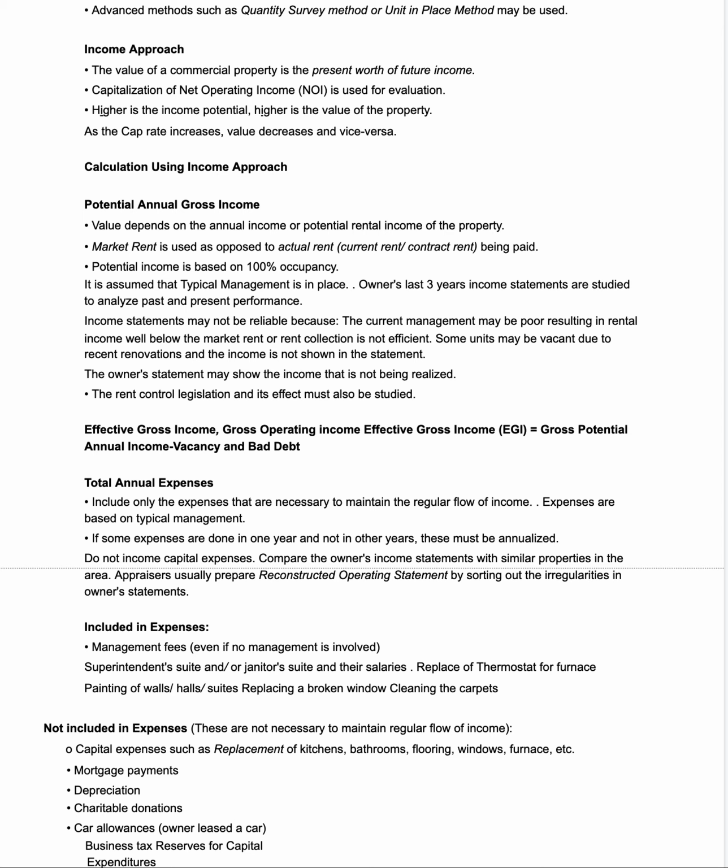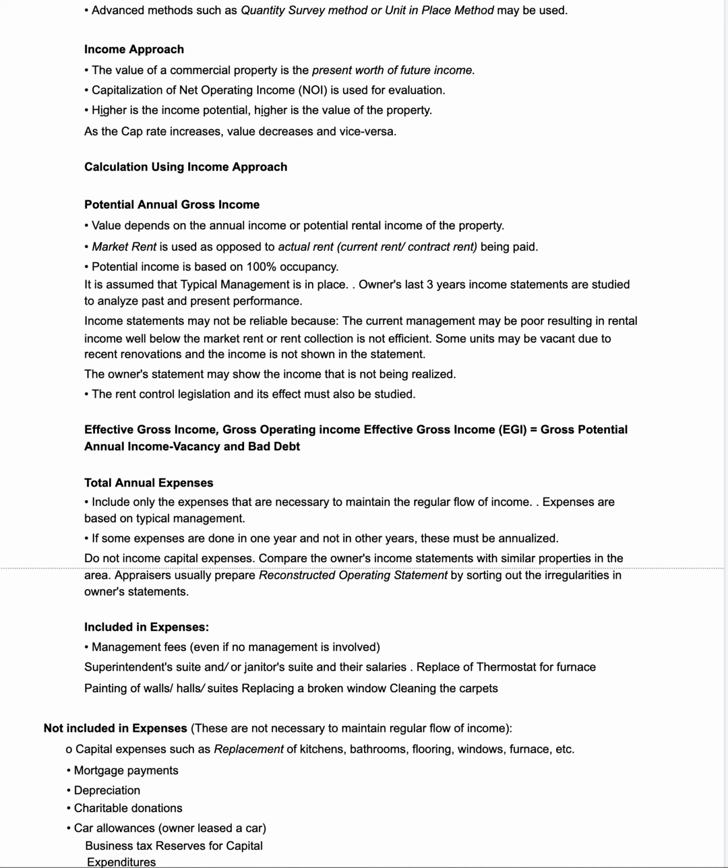Perhaps the owner's statement shows income that is not being received. For example, it may include a 1 year lease for $12,000, but in fact the tenant is given 1 free month, free rent of $1,000. Therefore, the actual rent being received is $11,000, not $12,000 as shown in the statement.